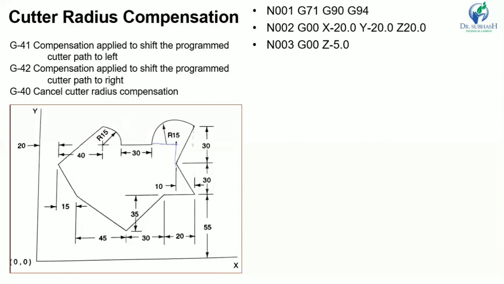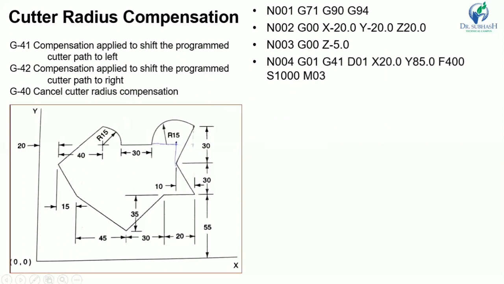So initially in the first step you can see X20, that means this distance is 20, and Y20. So initially our cutter will be here at this point, and it starts from here. Now N004, G01, that is linear interpolation.